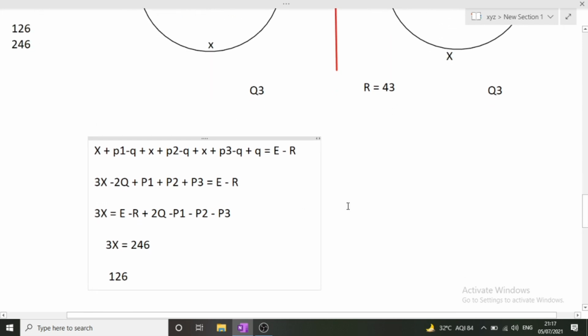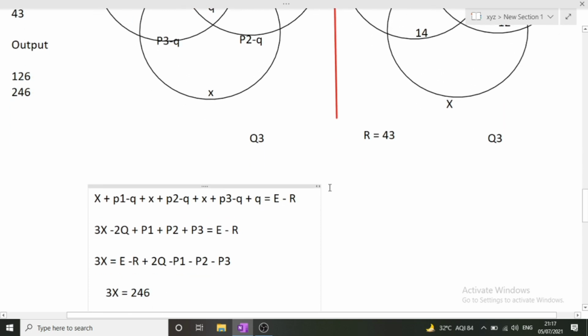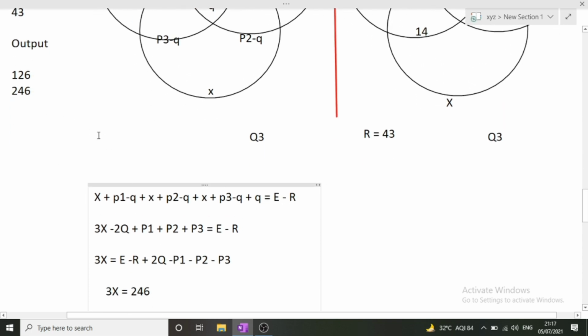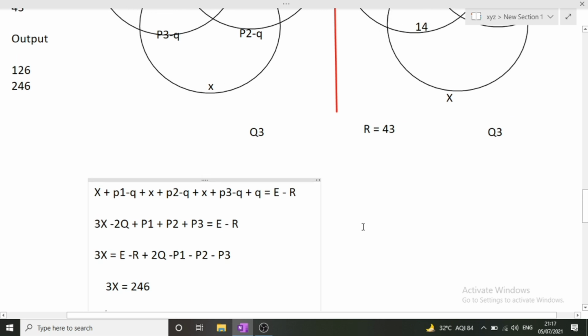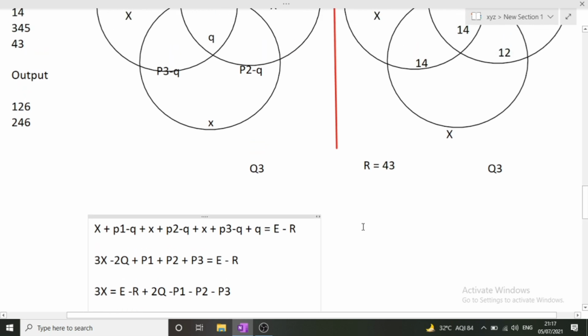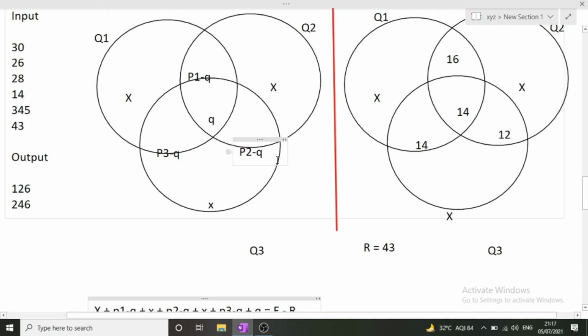There were 126 people who solved the first question, and the number of people who have solved only one question, that is 246, that is 3x. So this was the entire logic behind it. Now writing code is very simple. There will be only 3 to 4 lines of code here. So I hope the logic is clear to you, how we'll be approaching this particular problem.